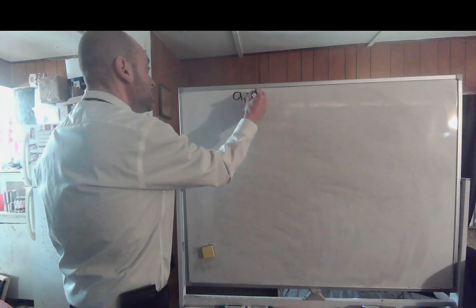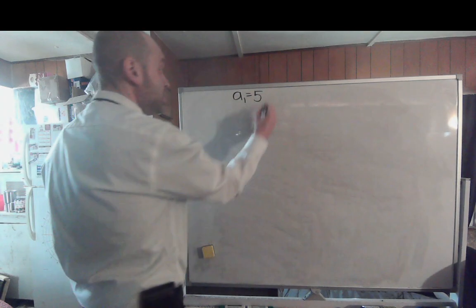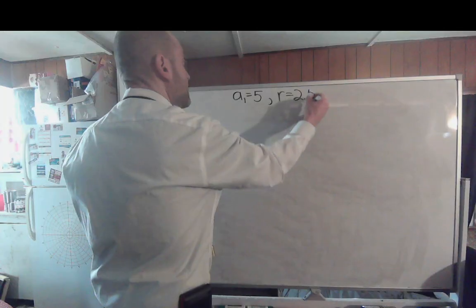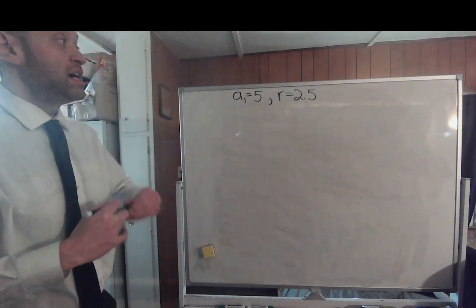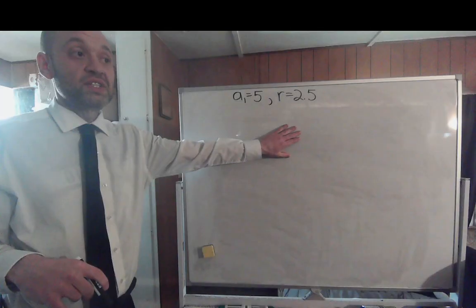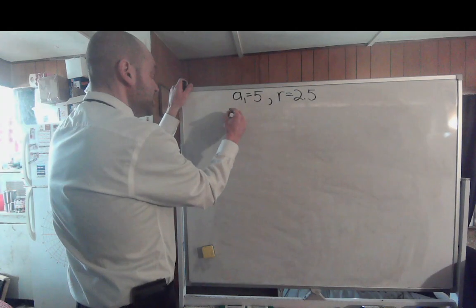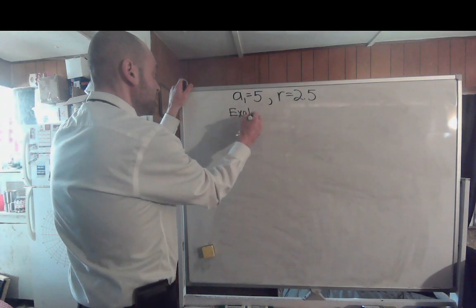A sub 1 equals 5. Your common ratio equals 2.5. All right, so we have a common ratio. In other words, this is a geometric sequence. So let's find the explicit formula first.